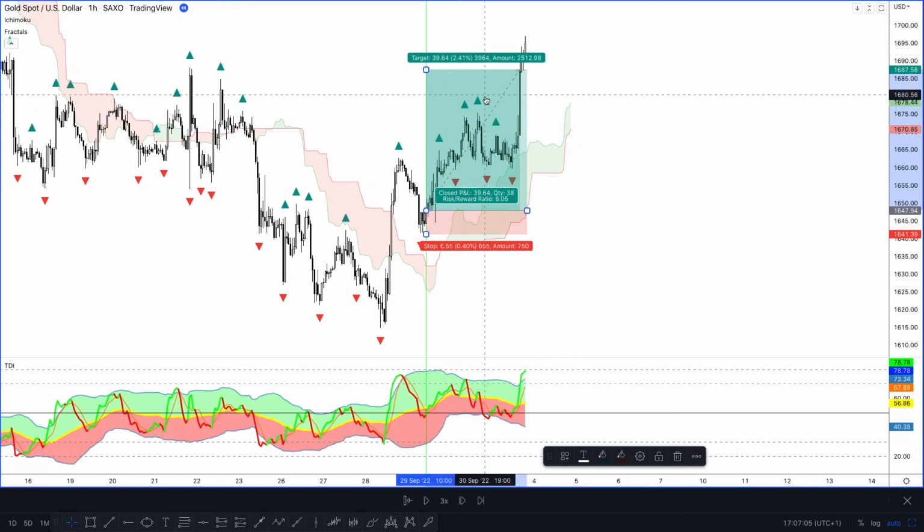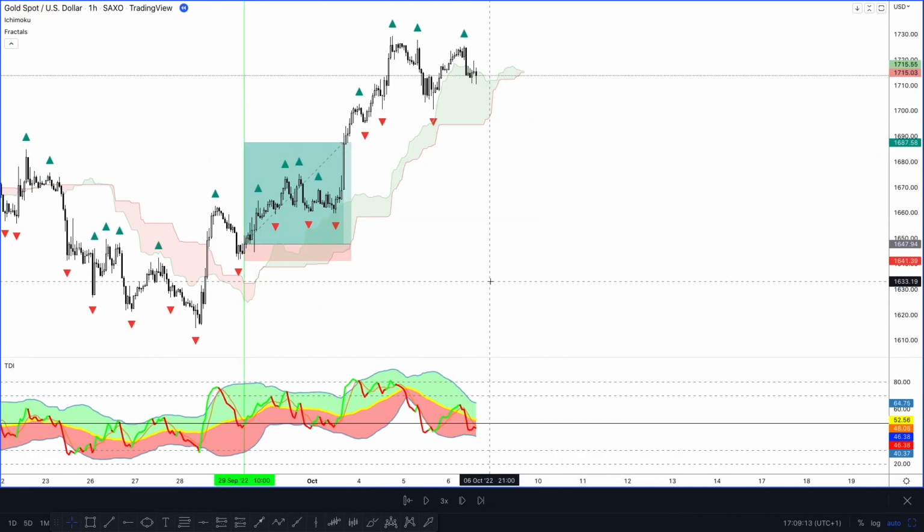And there you go, guys and girls. This was actually a 6 RR trade, which was absolutely perfect for us. And this is how it can work for you in your favor, being able to trade the trend like that. So now I'm going to show you an example of a bearish trade.